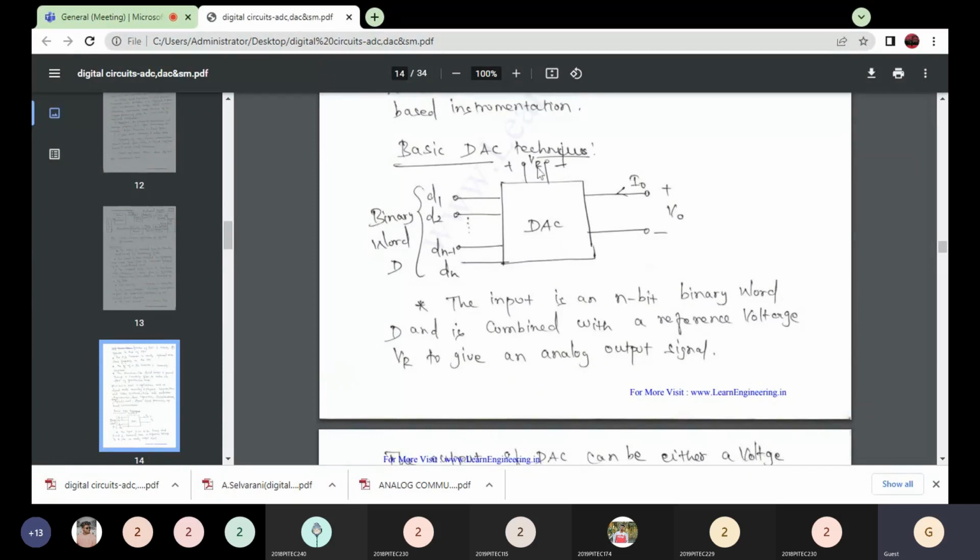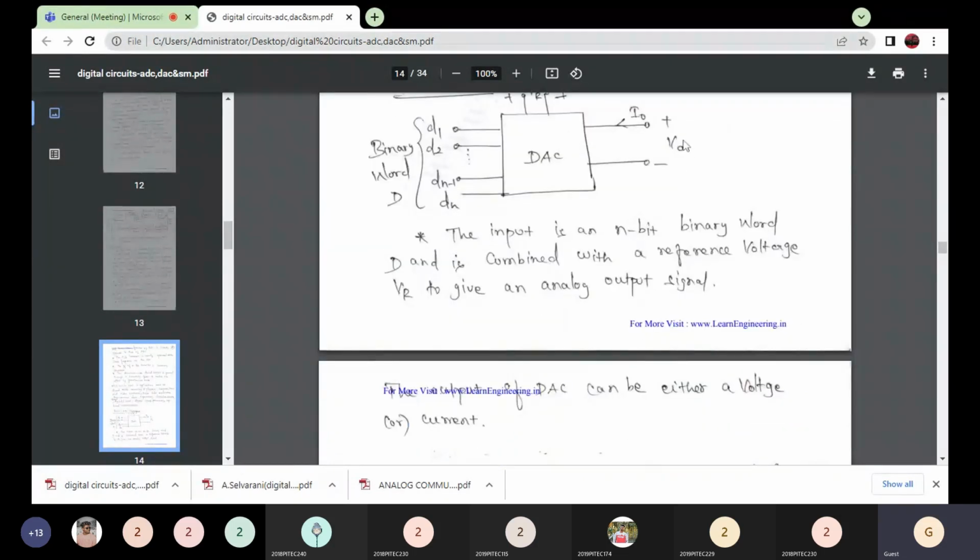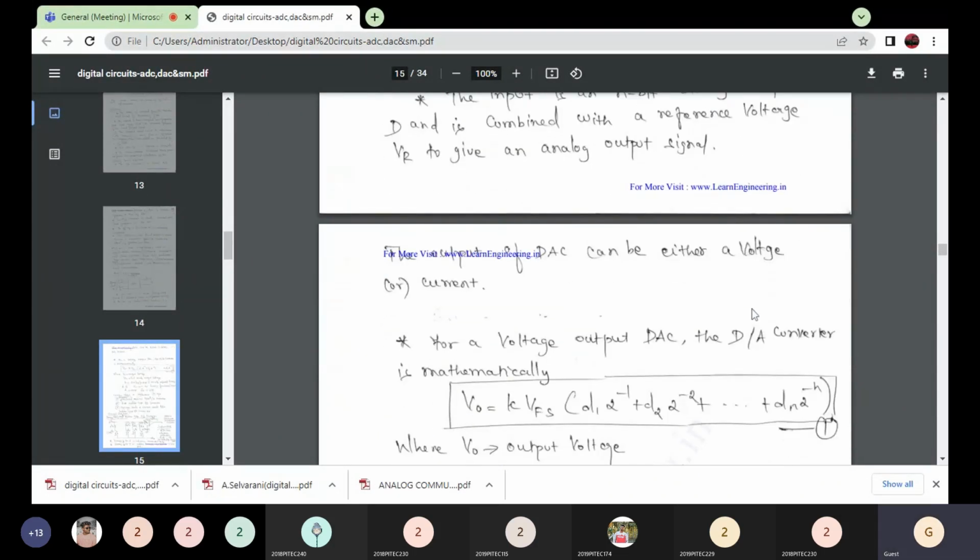Okay, the reference voltage produces the analog output signal, which we denote V0. The analog output may be a voltage or current, or any other physical quantity. Consider voltage or current here. So how do we represent this digital to analog conversion mathematically?